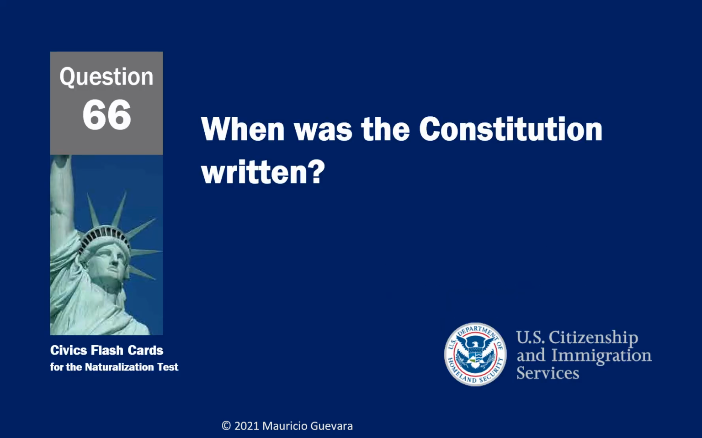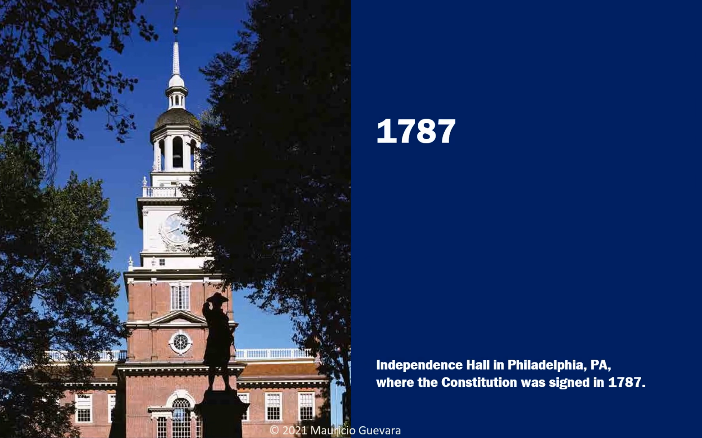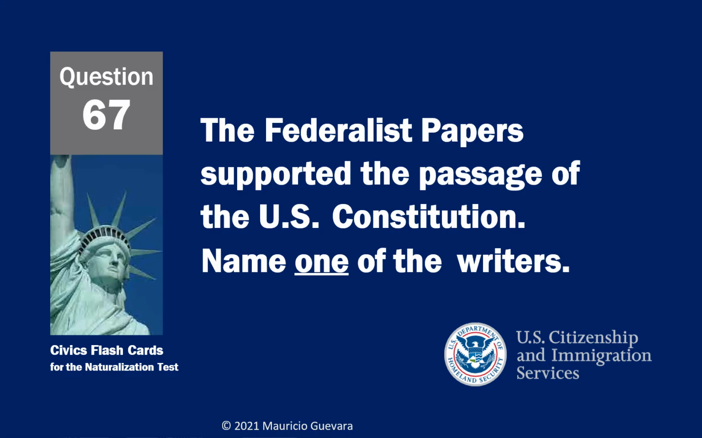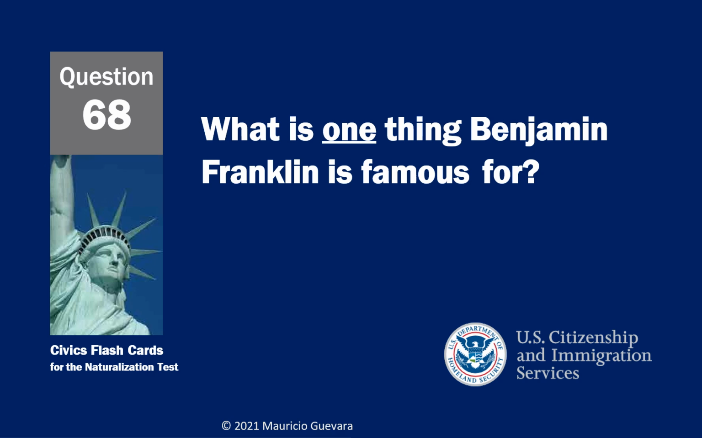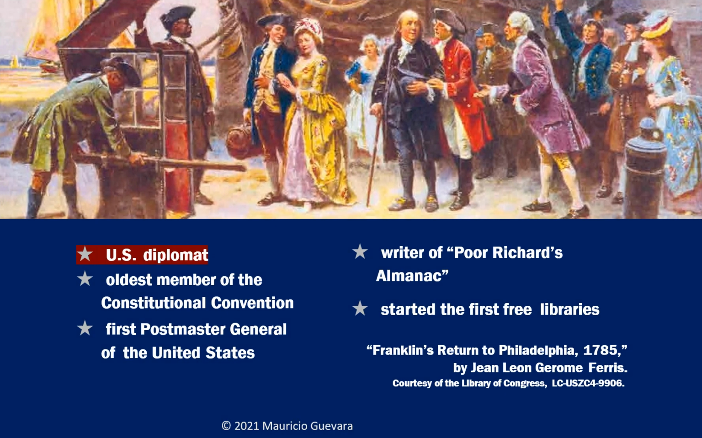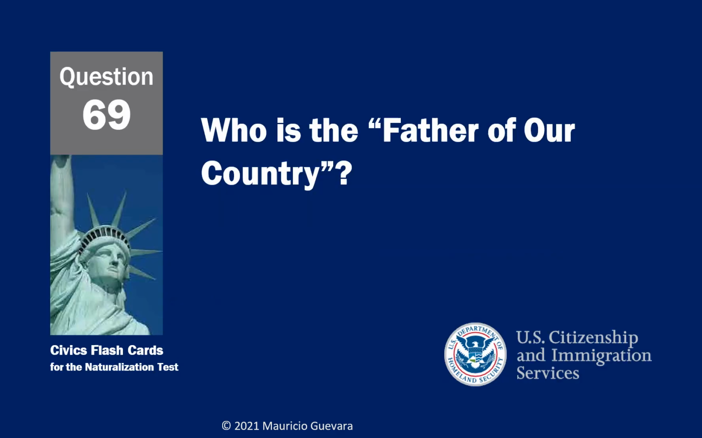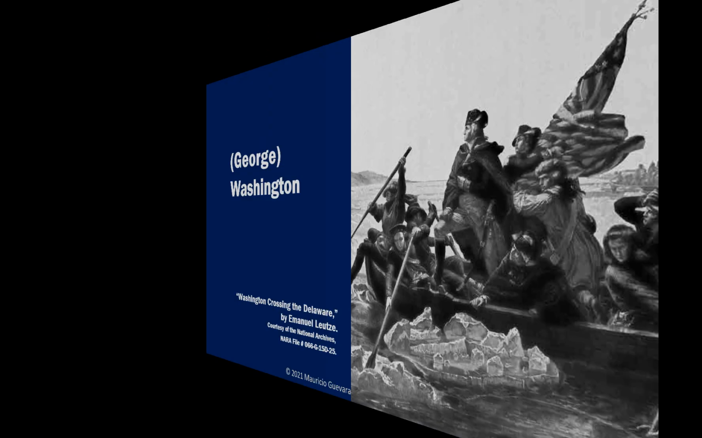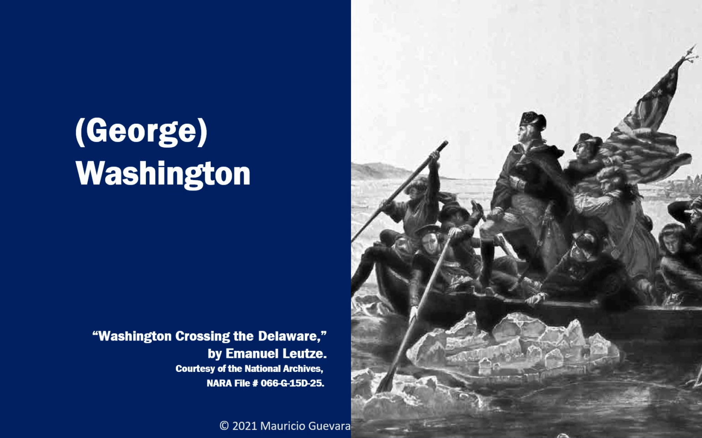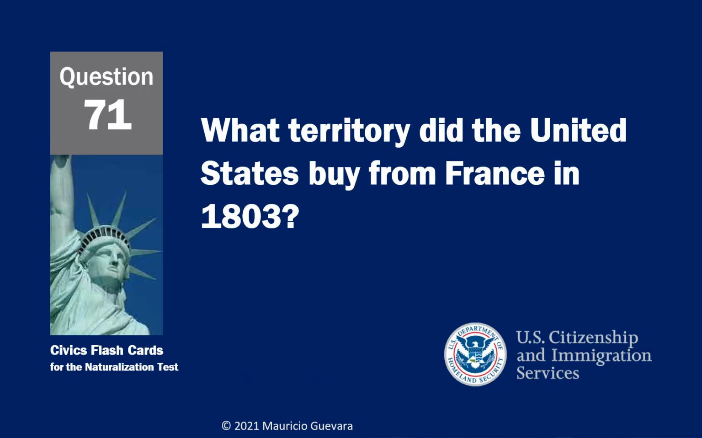When was the Constitution written? 1787. The Federalist Papers supported the passage of the U.S. Constitution. Name one of the writers. James Madison. What is one thing Benjamin Franklin is famous for? U.S. diplomat. Who is the father of our country? George Washington. Who was the first president? George Washington. What territory did the United States buy from France in 1803? Louisiana.